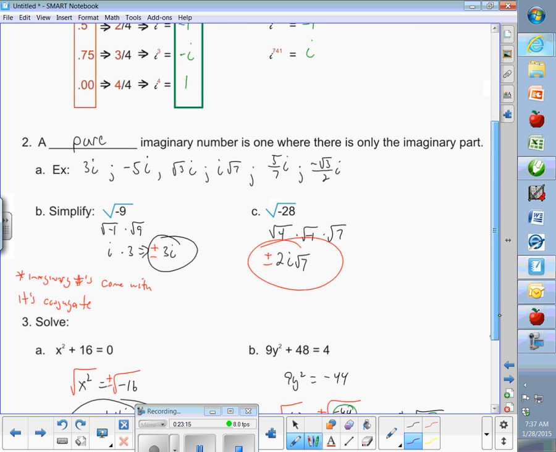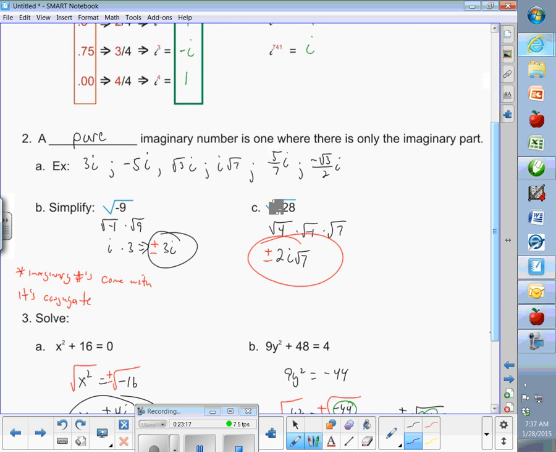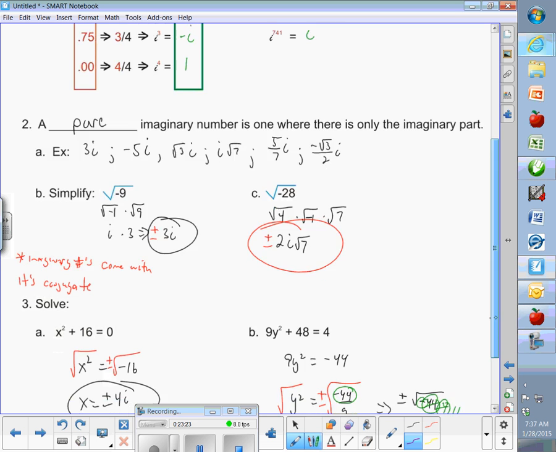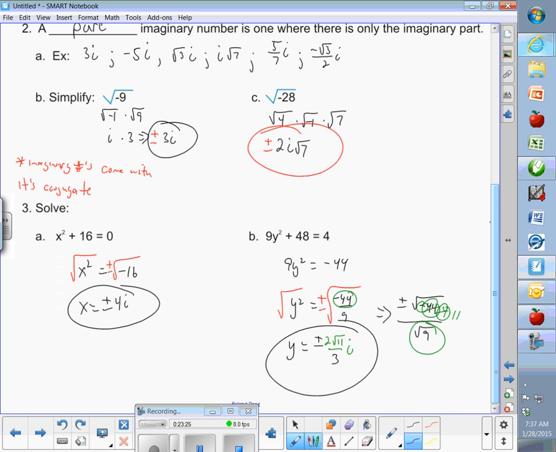All right, pure imaginary numbers have just the imaginary part. All right, bunch of examples there and a couple examples of simplifying, and then some equations where we can solve with imaginary numbers. All right, that's the lesson.